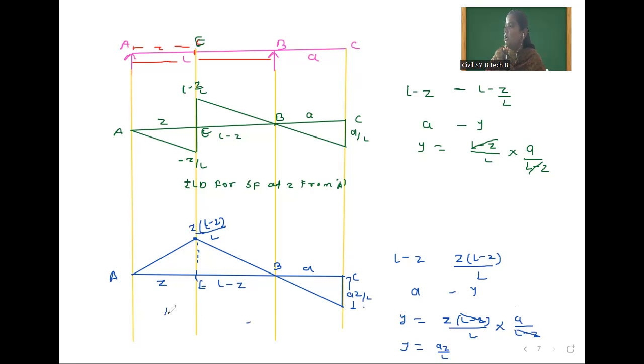So this is the ILD for bending moment at Z from A. Okay. Just remember, you can check later on which side the overhanging is. First you have to draw the ILD for a simply supported beam, and accordingly we have to make it rigid. So in that way you have to draw the ILD for shear force and bending moment for this overhanging beam.